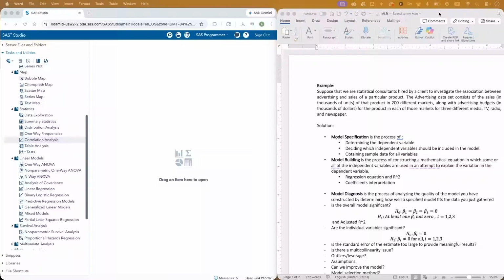Okay, so today we are going to go over multiple linear regression, which is an extension of simple linear regression. It's more general compared to simple linear regression. Look at this example and try to come up with an idea about what this is about.